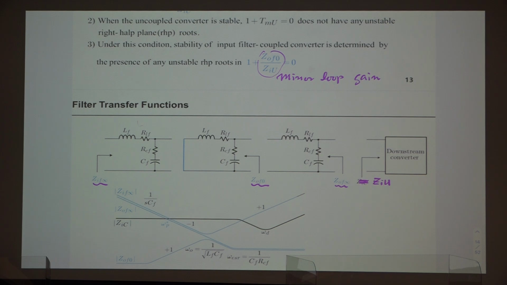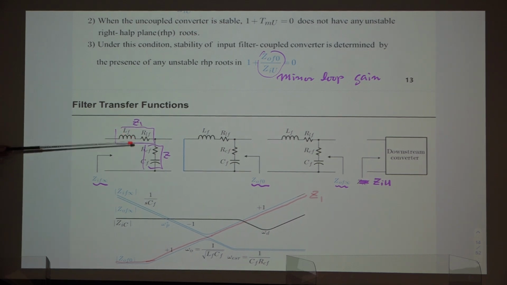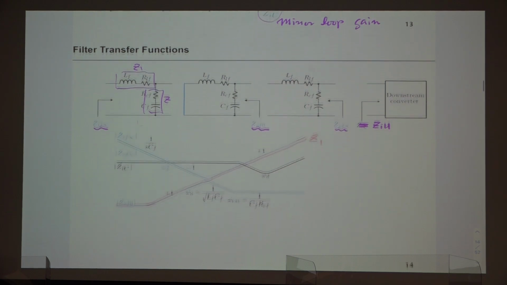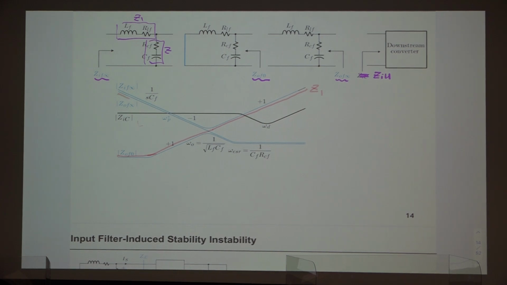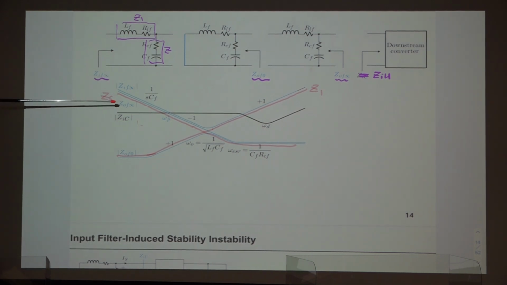Let's define this impedance as G1 and the other as G2. G1 is a series connection of the filter inductor and the ESR of this inductor. And G2 is a series connection of the capacitor and its ESR. Then the input impedance of this filter is just the series connection of G1 and G2.